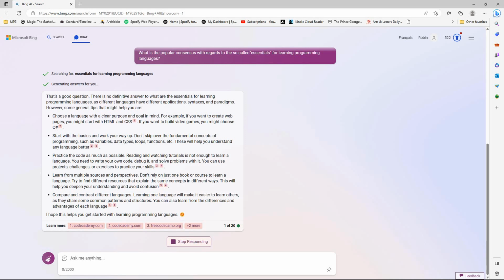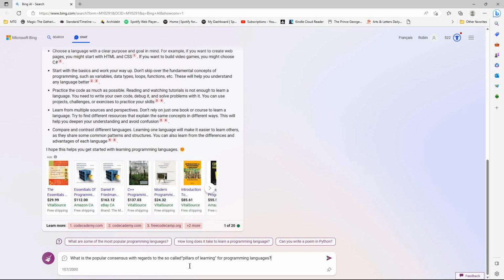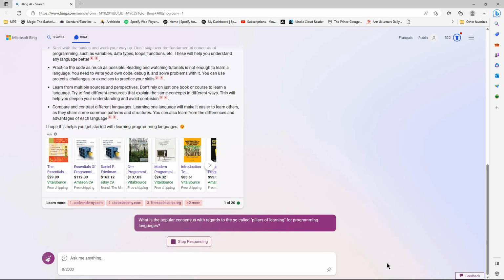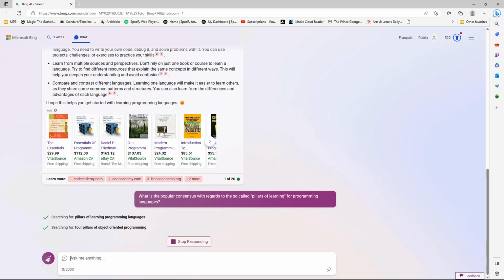So yeah, much more. Now, just out of curiosity, if I do that one after this one without wiping it, so the one about the pillars of learning... interesting.